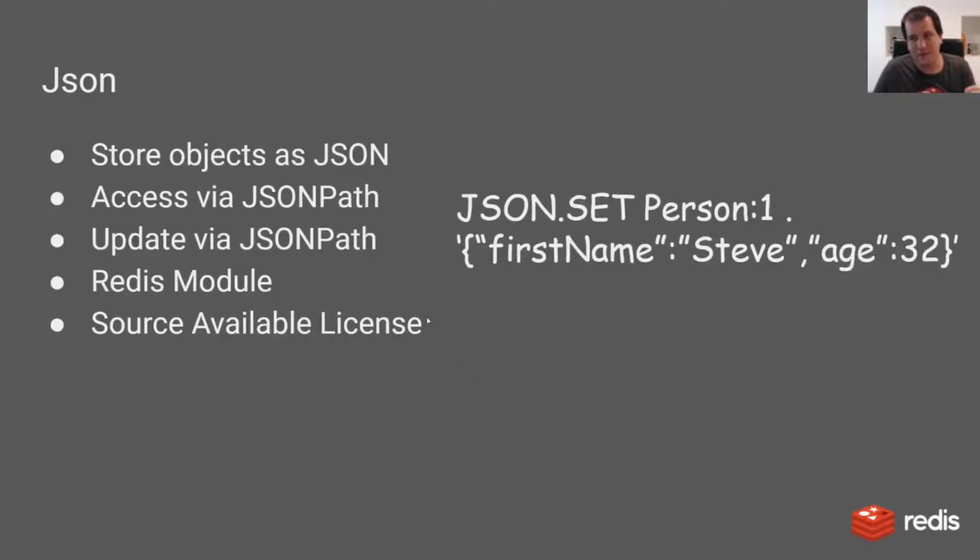Now, JSON is available as a Redis module, which is a source available package that you can use in your own applications. It has different licensing things that go along with it, but it is free to use if you're not building a competitive product to it.